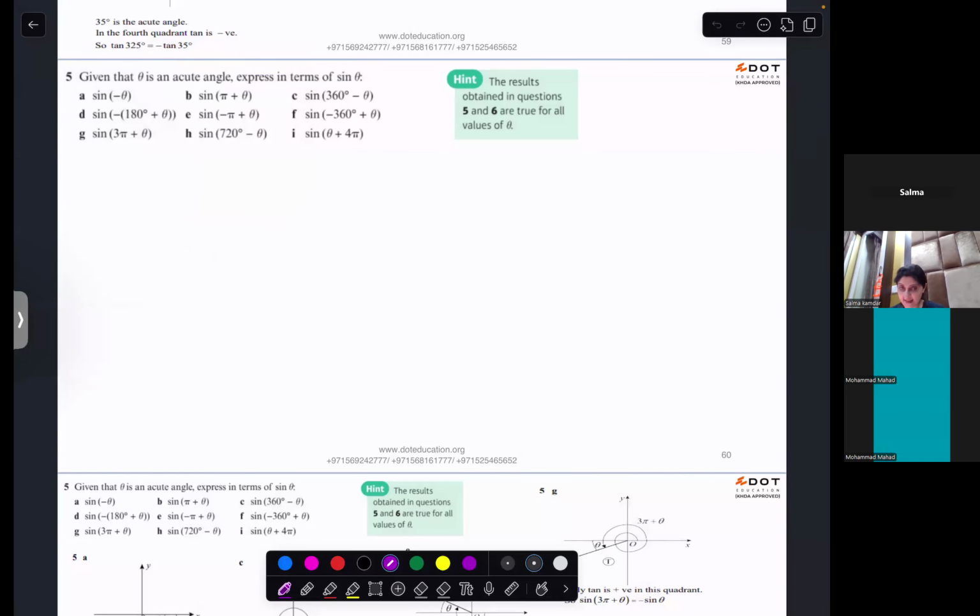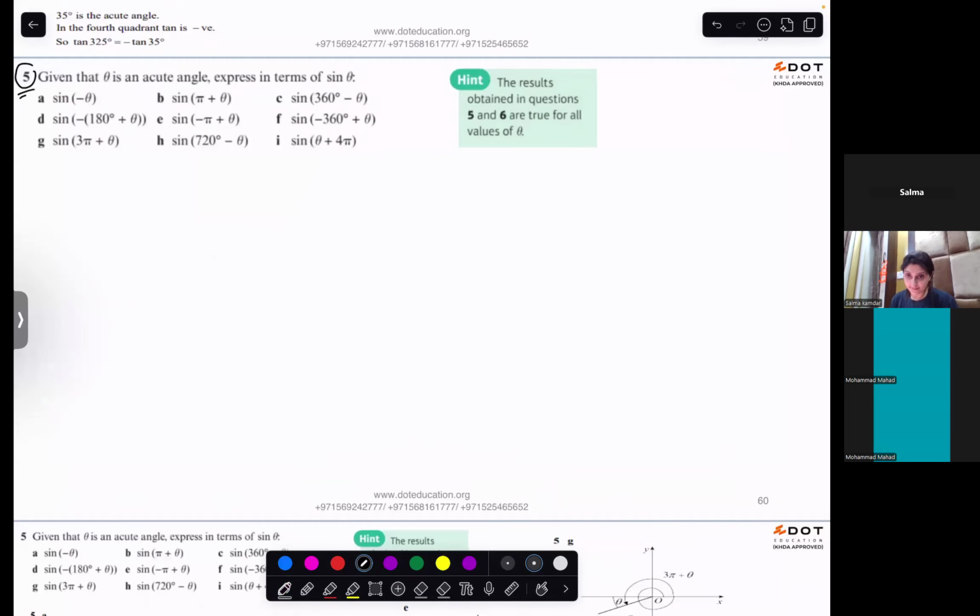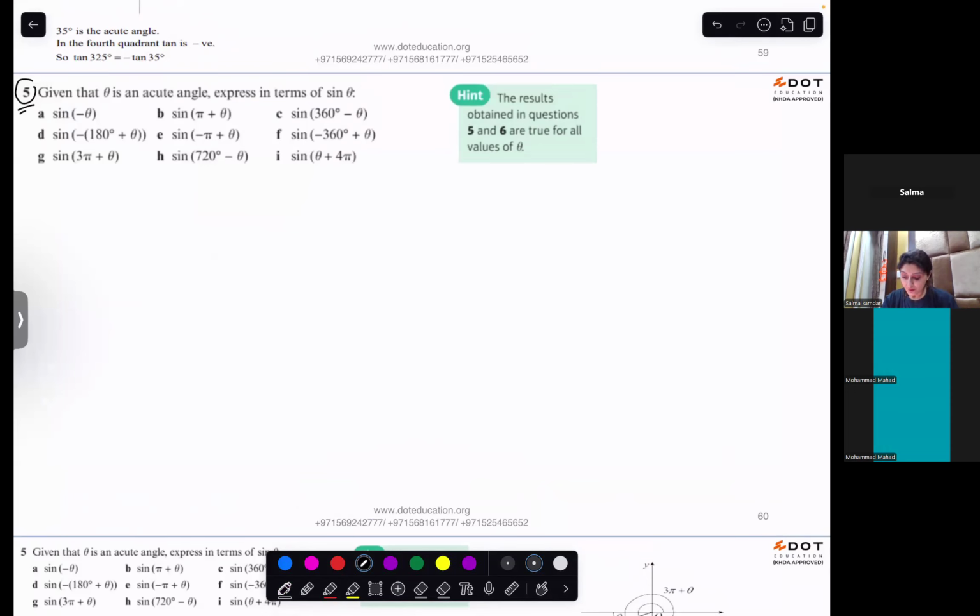So we are doing exercise number 6.1, Pure Maths 2, Edexcel IAL. And this is my question number 5. Are you with me? They're telling us that given that theta is an acute angle, express in terms of sine theta.